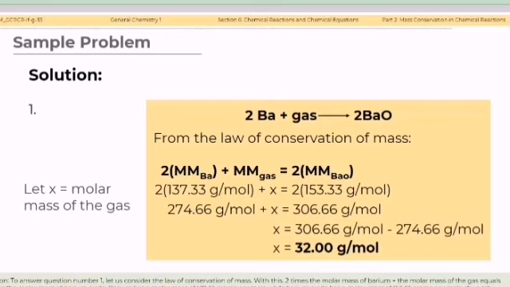If we let X equal the molar mass of the gas, the equation becomes 2 times 137.33 grams per mole plus X equals 2 times 153.33 grams per mole. Solving for X, we have 32.00 grams per mole, or 32 grams per mole.